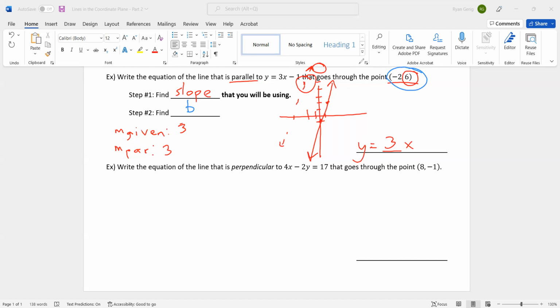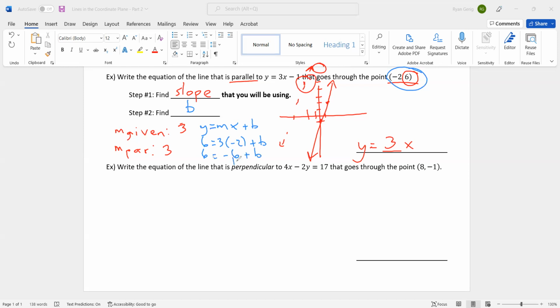The point is -2,6. So I'm going to go, there's 2 ways of doing this, but I'm going to do it the way that I teach it in my algebra classes. y equals mx plus b. The y value is 6. The m we just found was 3. The x is -2. And b is unknown. Solve it for b. I get 6 equals -6 plus b.